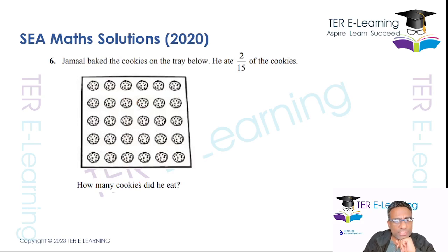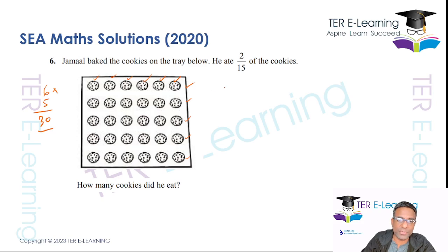Jamal baked cookies on a tray. He ate 2/15 of the cookies. How many cookies did he eat? So what I would do is add up how many cookies I have in total. And you can count all of them, or you can just say 1, 2, 3, 4, 5, 6. So we have 6 on top, and then vertically we have 1, 2, 3, 4, 5. So therefore the total number of cookies that we have there will be 6 by 5. You get 30. Now you could have counted all of them if you wanted to, that's fine as well.